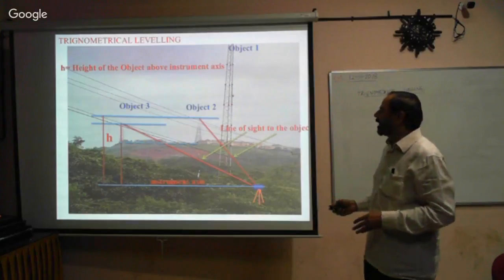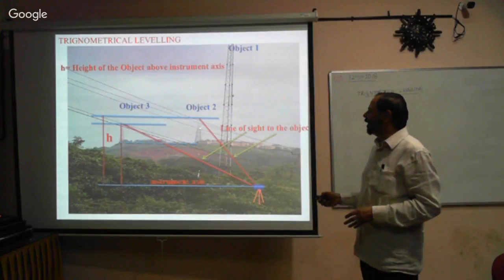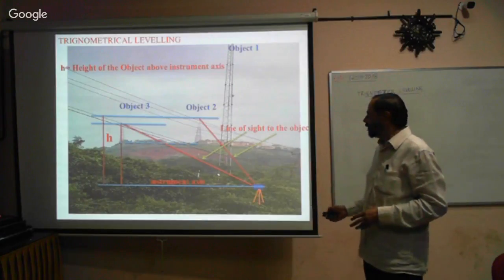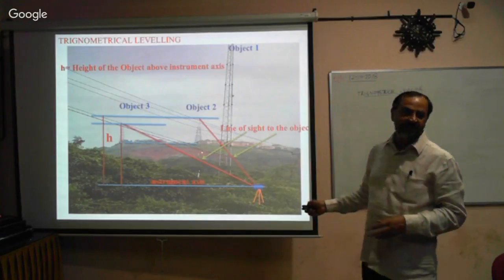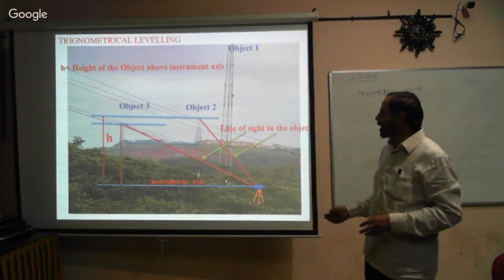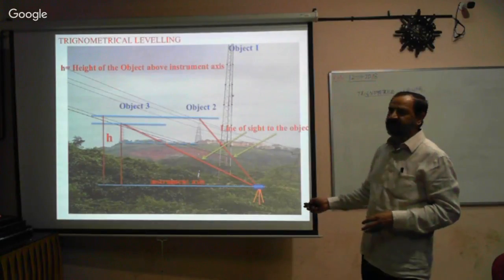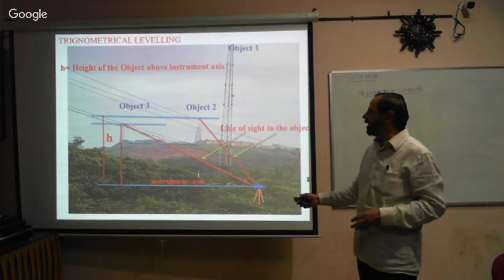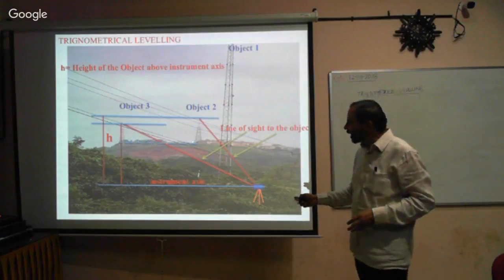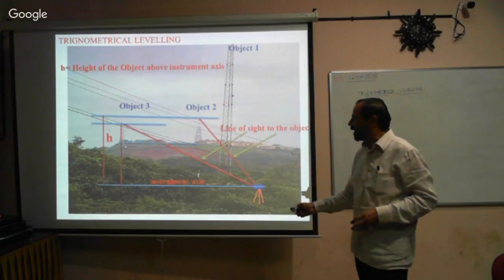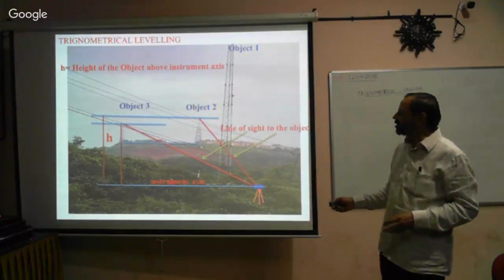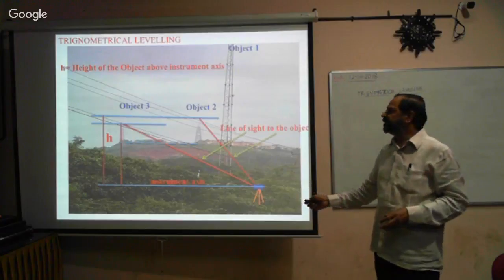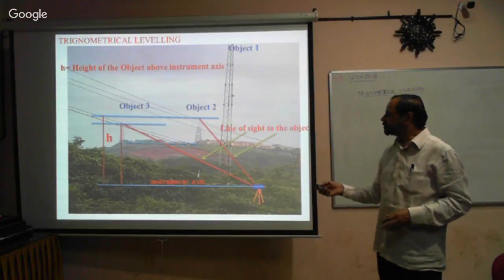The other classification is to find the elevation of an object far away from the instrument station, where we are not able to reach the object. Similarly, we are not able to reach object 2 and object 3, but we can calculate the distance between object 2 and 3, without measuring the distance from the instrument station to the object. This is another method.